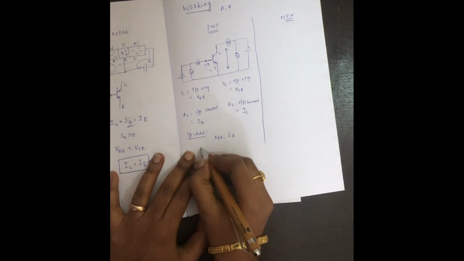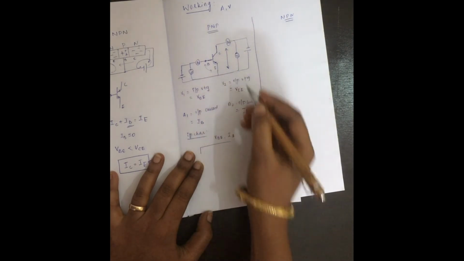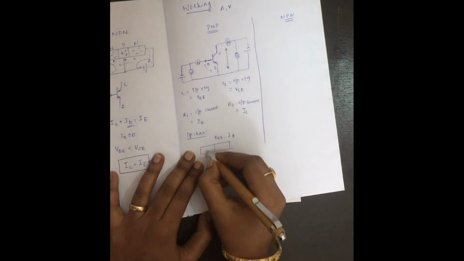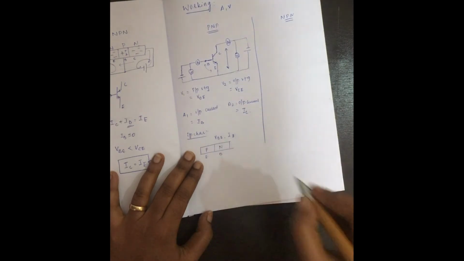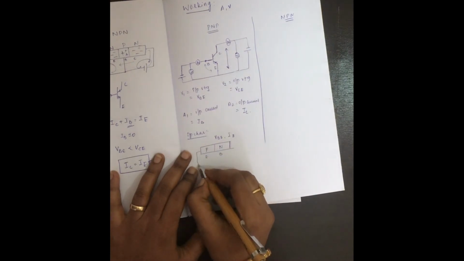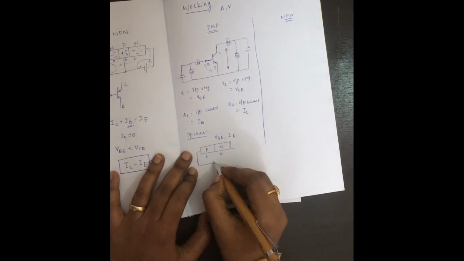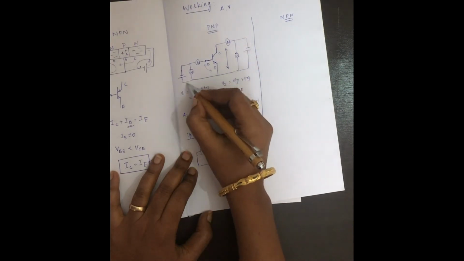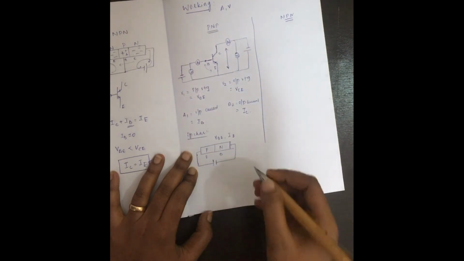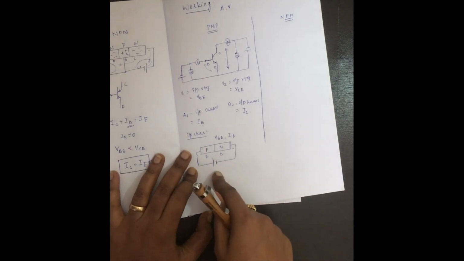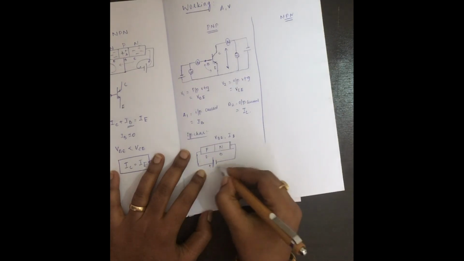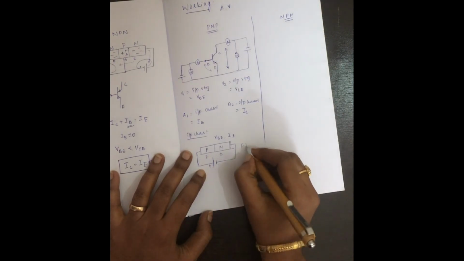Here, input is between base and emitter. This is a PNP transistor, so the P layer is emitter and the N layer is base. Base is connected to negative and emitter is connected to positive. This is like a diode in its forward bias condition: the P layer is connected to positive, the N layer to negative.